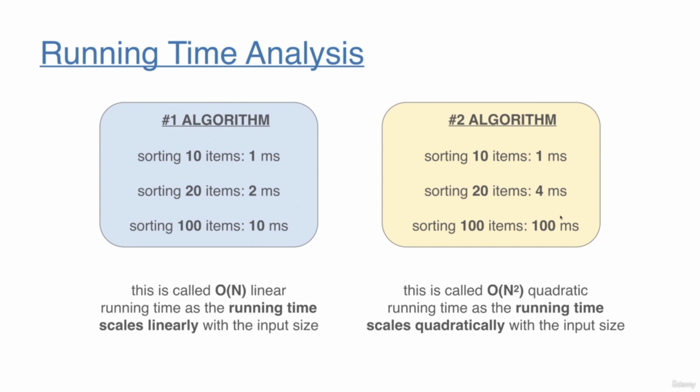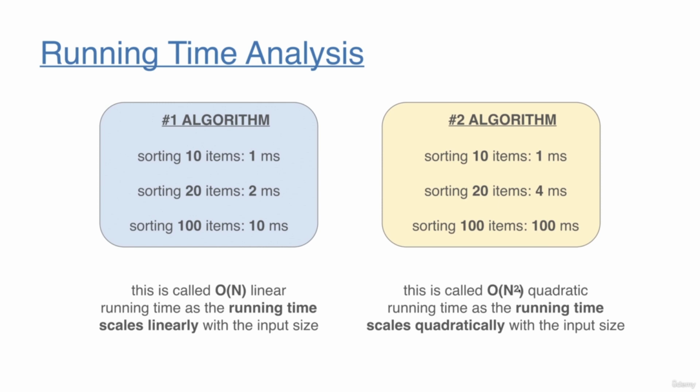It is just an example, but as you can see, we can come to the conclusion that if we multiply the number of items by 10, so we have 10 times the input size, we are not going to end up with 10 times the running time, but we end up with 100 times the original running time. So this is why we can come to the conclusion that the running time of the algorithm scales quadratically with the input size. This is called O(n squared).